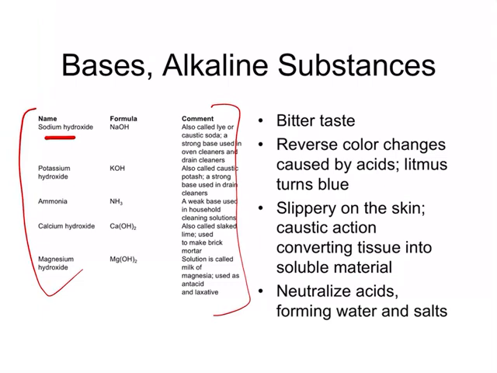Here are some bases. They have these fancy names, but we know them as different things, like sodium hydroxide, like lye or soaps. Potassium hydroxide is in drain cleaners. Ammonia, we've heard of that before, household cleaners. Magnesium hydroxide, this is like milk of magnesia. So whenever you have acid reflux or anything like that, that's something you could take.